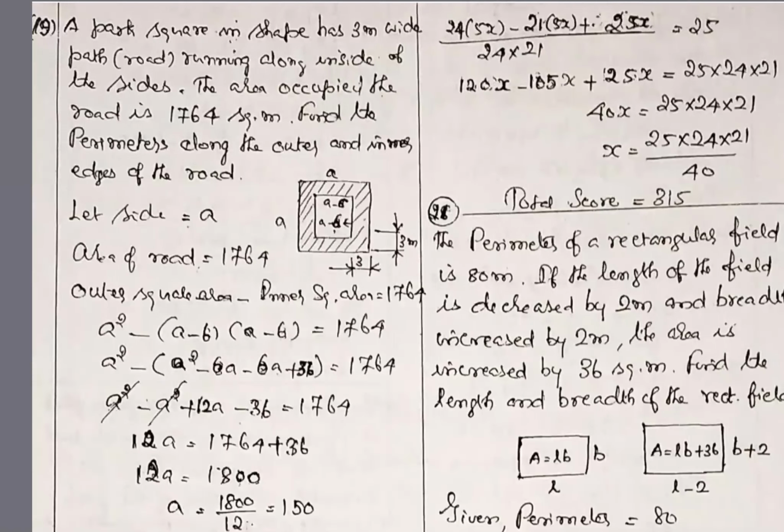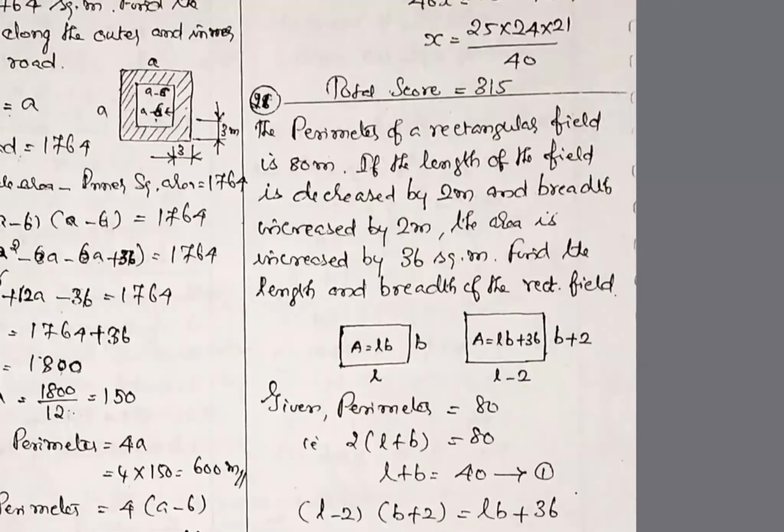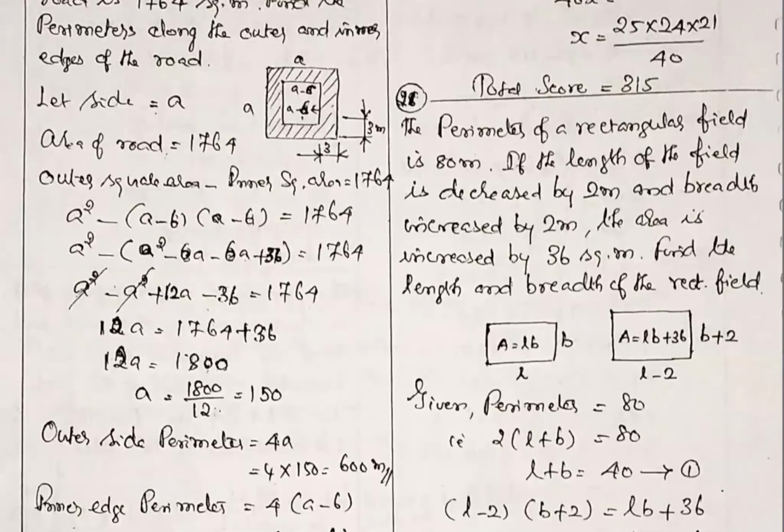Then the next problem: the perimeter of a rectangle is 80 meter. If the length of the field is decreased by 2 meter and breadth increased by 2 meter, the area is increased by 36 square meter. Find the length and breadth of the rectangle. So read slowly and try to understand the problem. Start the problem as usual from the question. They are asking for length and breadth, L and B. So two equations are required with the letters L and B.